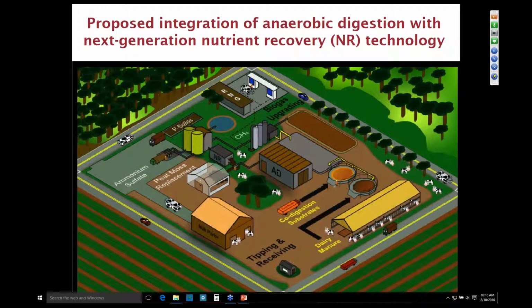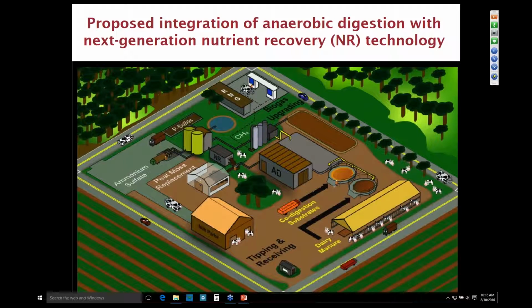And then by adding nutrient recovery technologies, as Tim will describe today, we create the opportunity to produce targeted fertilizer products that are familiar to crop agriculture and that have production and processing standards that help us meet quality control for food safety purposes, which is a barrier to using manure in a lot of crop agriculture.